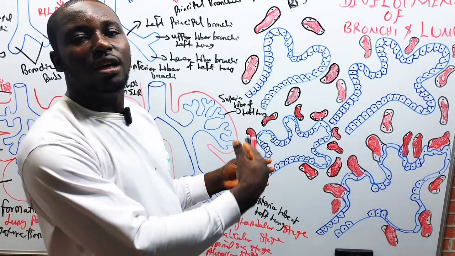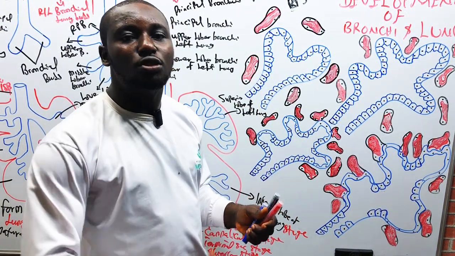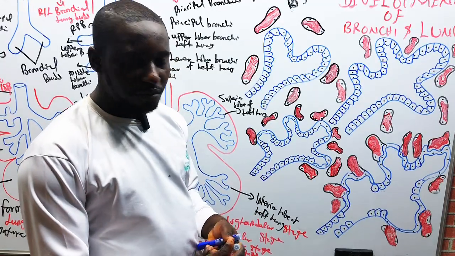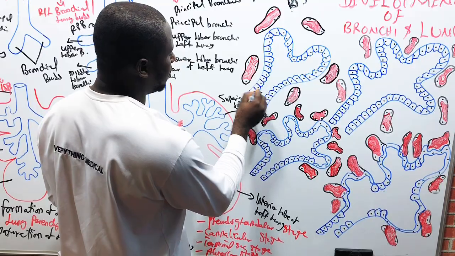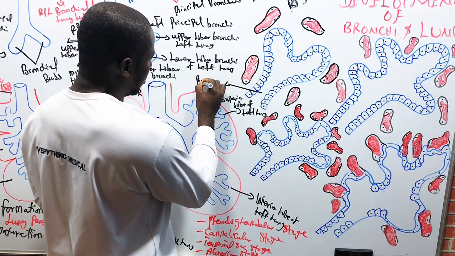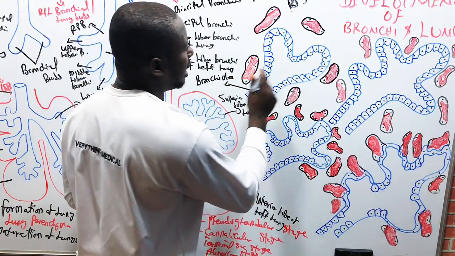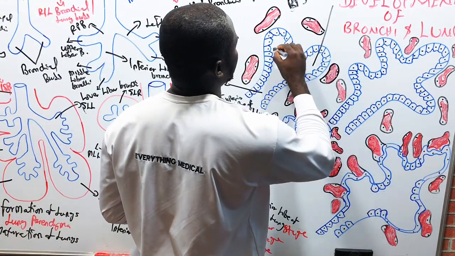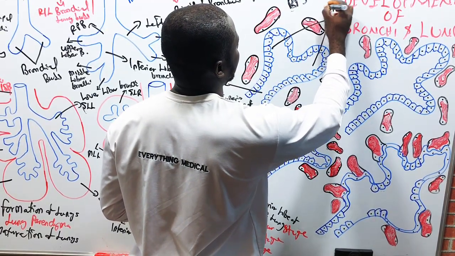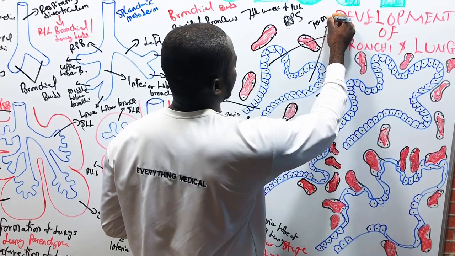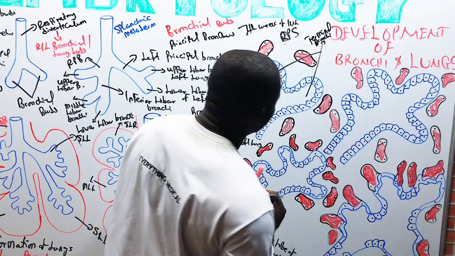Now, the bronchiole is further divided into terminal bronchi. Here is the bronchiole. The bronchiole is further divided into terminal bronchi. These are the 2 terminal bronchi. Terminal bronchi, right?